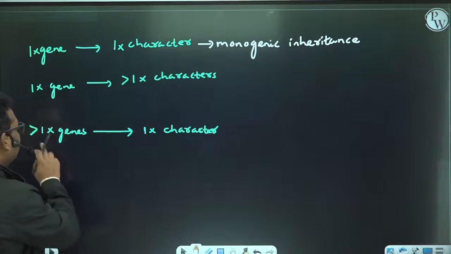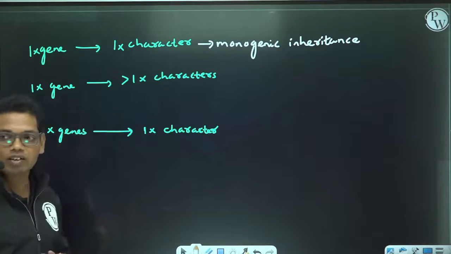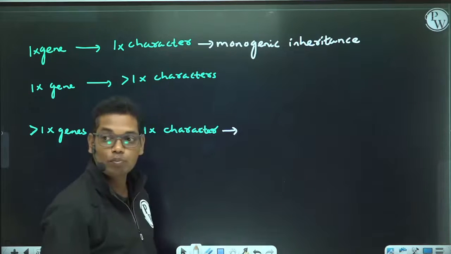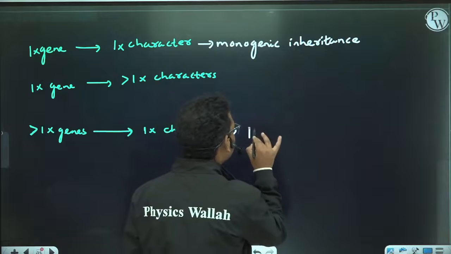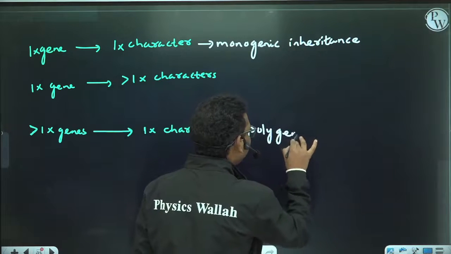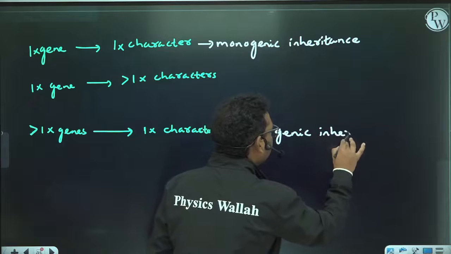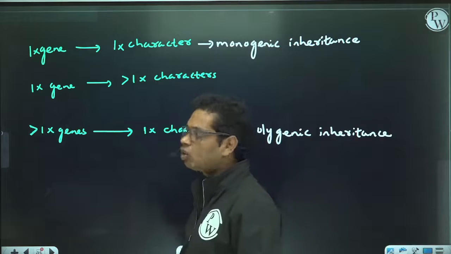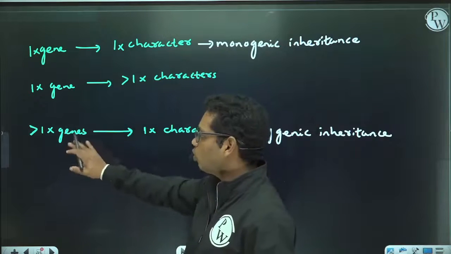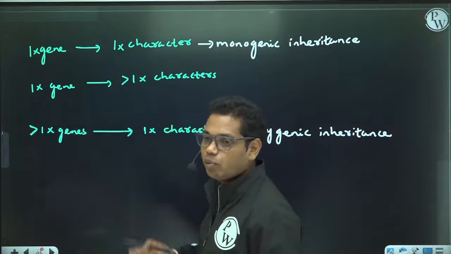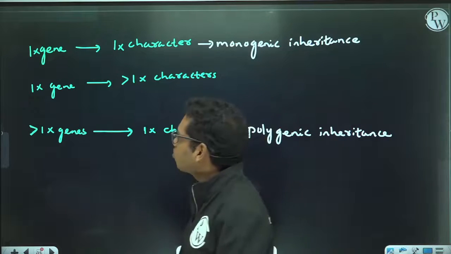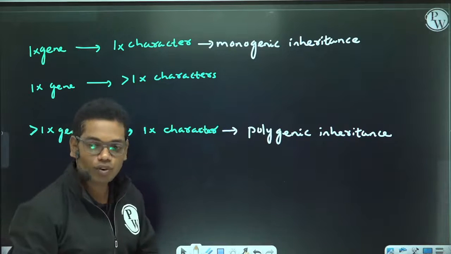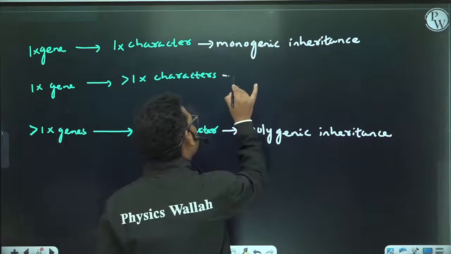Sometimes we observe that more than one gene controls one character. More than one means many, and for many I will write poly. So I will write this as polygenic inheritance, and this polygenic inheritance is also called quantitative inheritance. This is qualitative, this is quantitative. One gene, one character, monogenic. More than one gene, that means multiple genes, one character, polygenic inheritance. But in some cases, one gene will control more than one character. That means it will produce different types of phenotypes, and that is called pleiotropism.